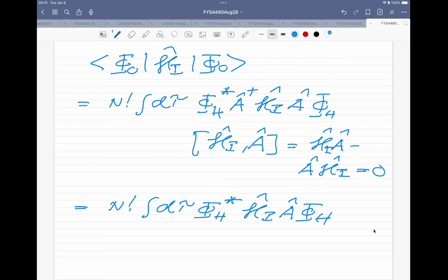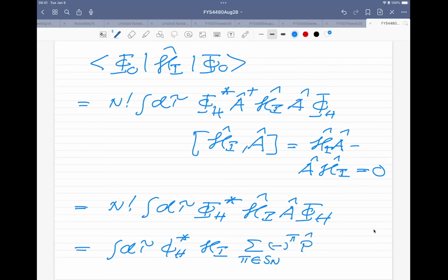So if I now write this out and I plug in the definition of A, this is going to be equal to d tau of phi h of h of I. And then we have this sum over all the permutations times this operator P multiplied with phi of h. So let's write it out now and see what we get, okay?